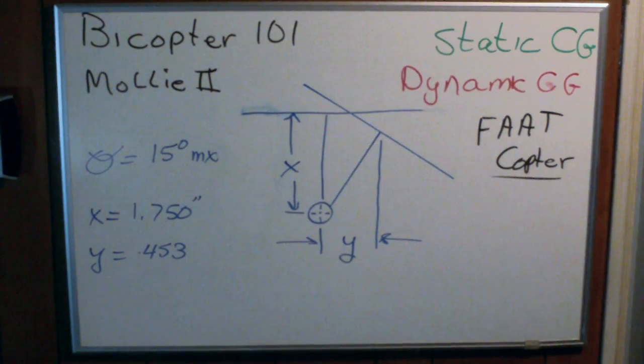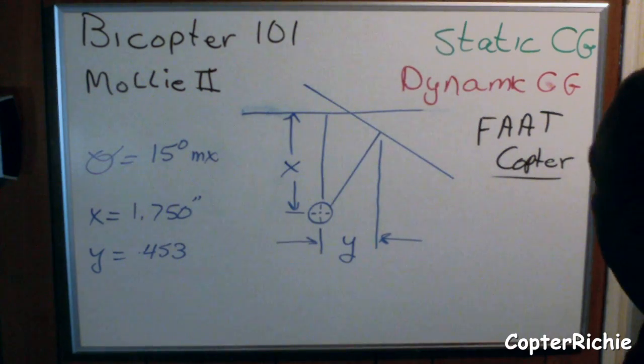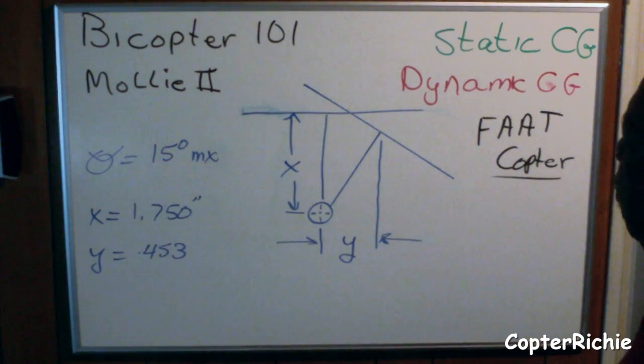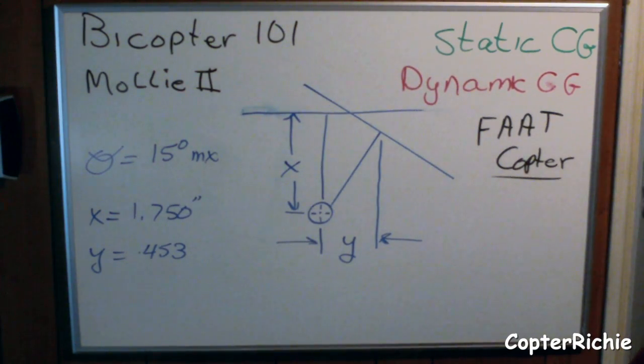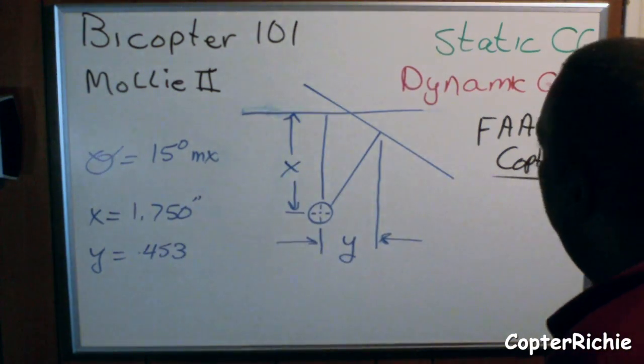In this session, I'm going to attempt to explain the difference between the CG and the line of thrust on a bicopter. On all other types of copters, this is not an issue because normally the CG and the line of thrust matches. However, with a bicopter, we have a pivoting axis where the motor and prop pivot in order to create thrust vectoring. Now with Mini Moly 2, I have some baseline numbers here.